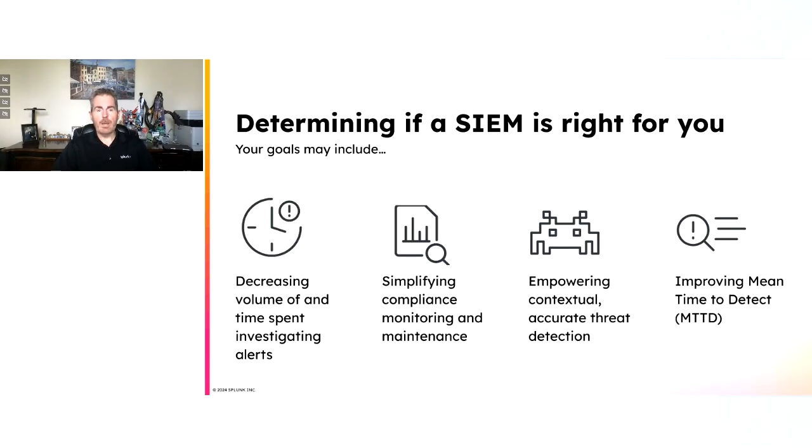So some of the goals you might have when choosing a SIEM, to see if it is right for your organization, you might want to focus on decreasing volume and the time spent investigating alerts. That is a real big thing. You might hear things like alert fatigue. As the data gets larger and larger, there's going to be a lot more false positives. There's a lot more alerts that might get sent into the SOC to review.